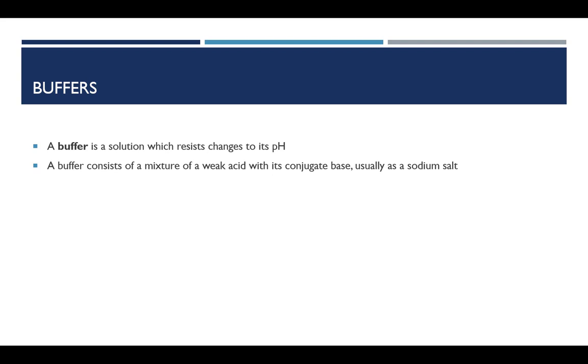To make a buffer, we mix a weak acid with its conjugate base, usually as a sodium salt. So let me give you a few examples. Acetic acid is a common weak acid. Its sodium salt is named sodium acetate. That is acetic acid minus a proton, but with a sodium in its place. So sodium acetate. Formic acid, which is the acid which is found in ant bites, is mixed with sodium formate to form a buffer.